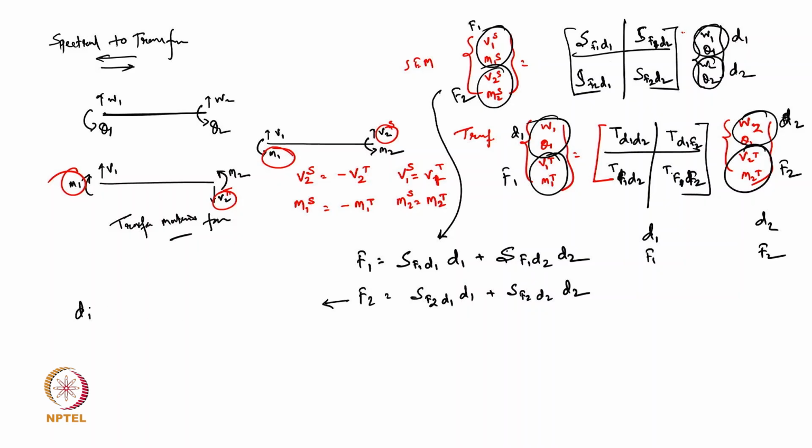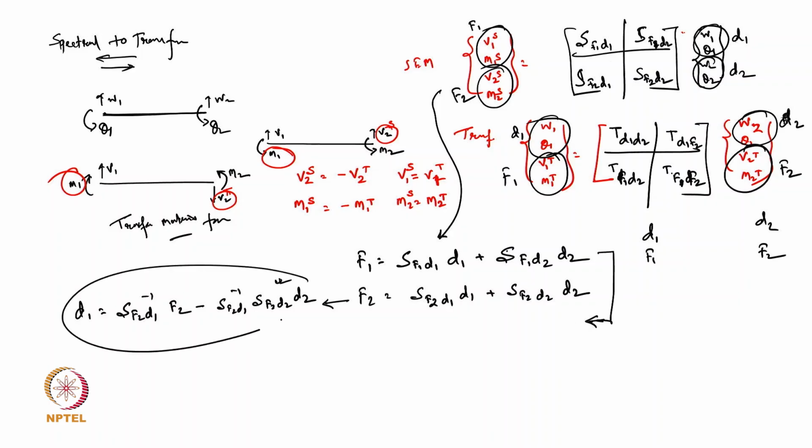I can write d1 equal to s f2 d1 inverse of f2 minus s f2 d1 inverse into s f2 d2 d2, that I can able to write. Okay, and you can see that this full thing is expressed now in terms of f2 and d2. Now if I substitute this one here and just try to write f1, what can I get?